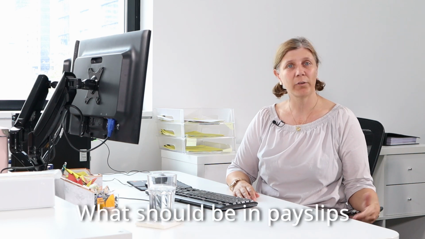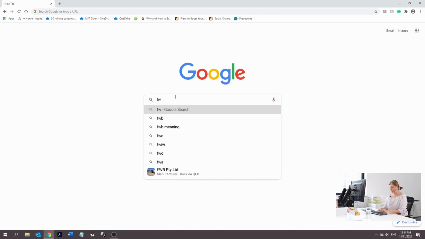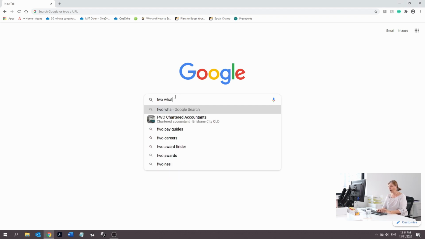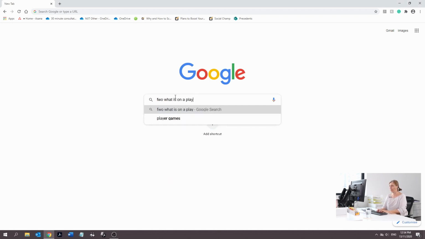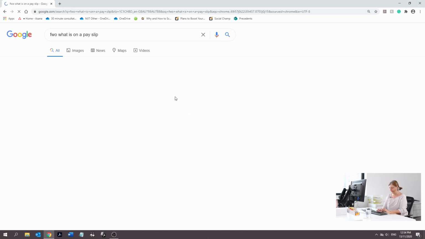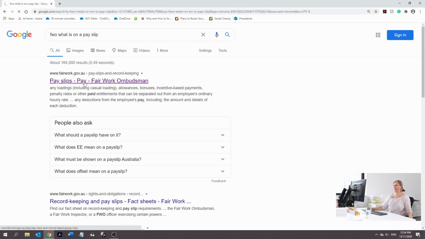Today we are looking at what's on a payslip. Now I'm going to use Google to help us because Google is awesome. I'm just going to put FWO for Fair Work Ombudsman, and I'm going to put what is on a payslip. Okay, what's on a payslip?